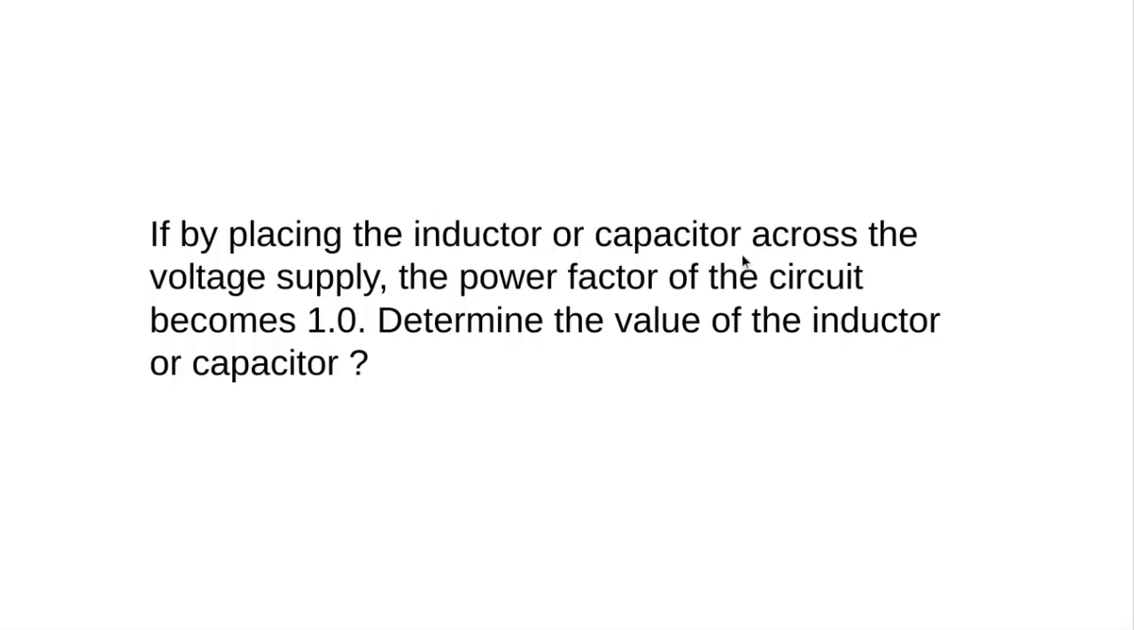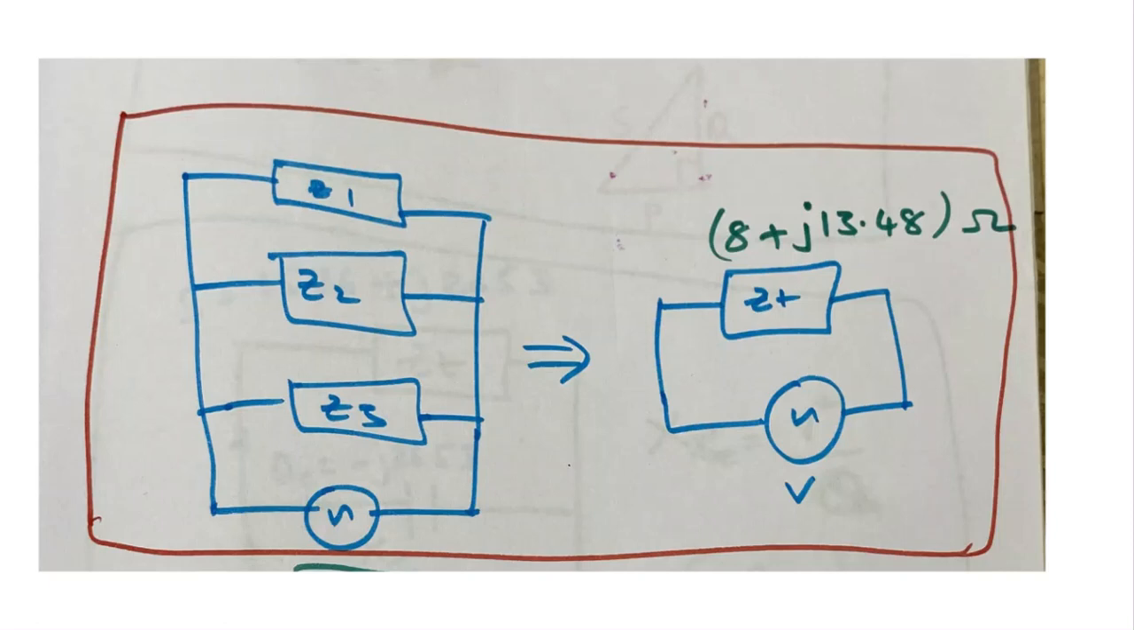By placing the inductor or capacitor across the voltage supply, the power factor of the circuit becomes 1.0. Determine the value of the inductor or capacitor. But first, let us see whether it is an inductor or capacitor. What we did already, we had Z1, Z2, Z3, these three in parallel with a voltage source. We converted that equivalent into a ZT. That means the total impedance we already calculated, that is 8 plus J 13.48.